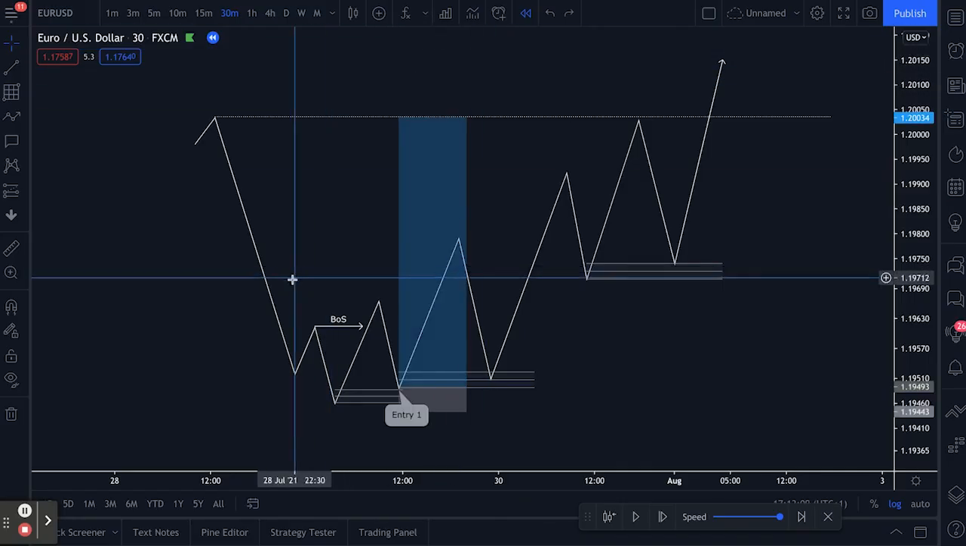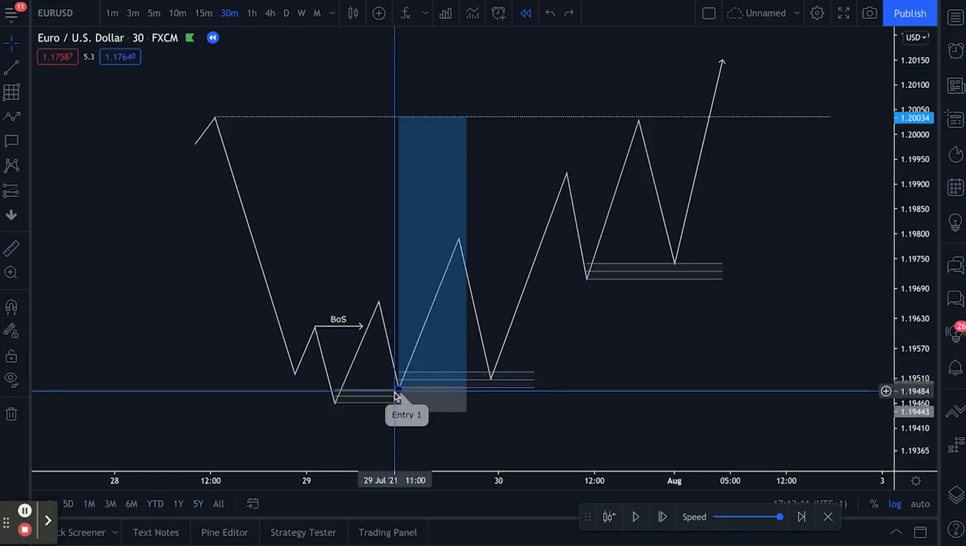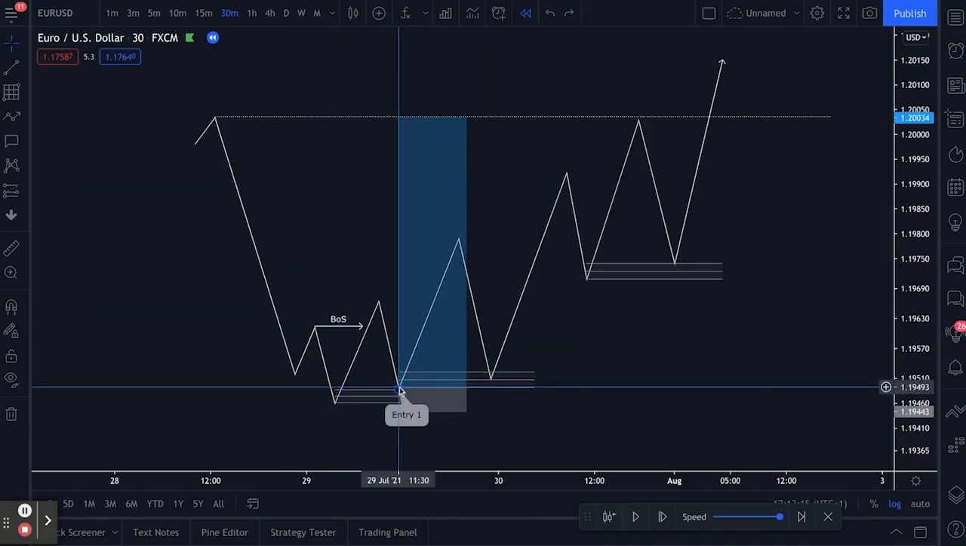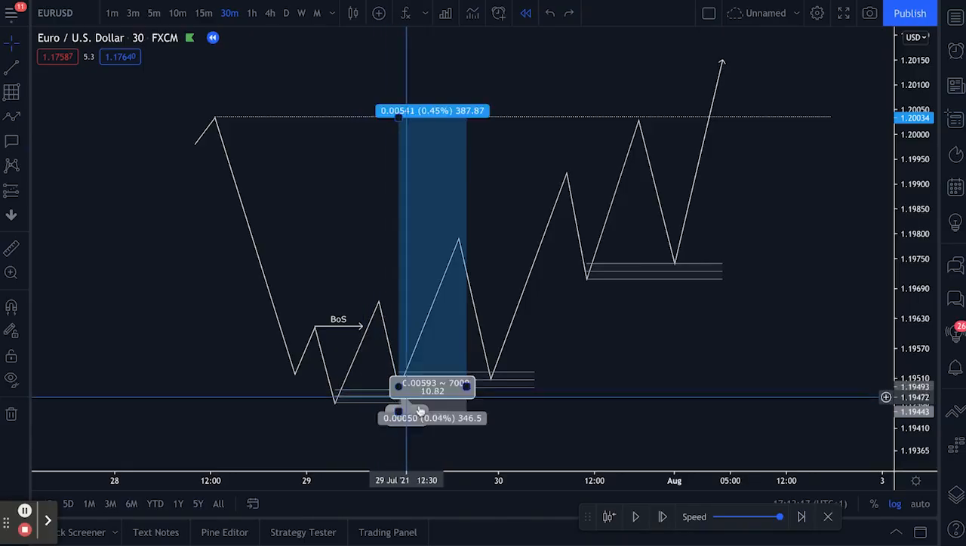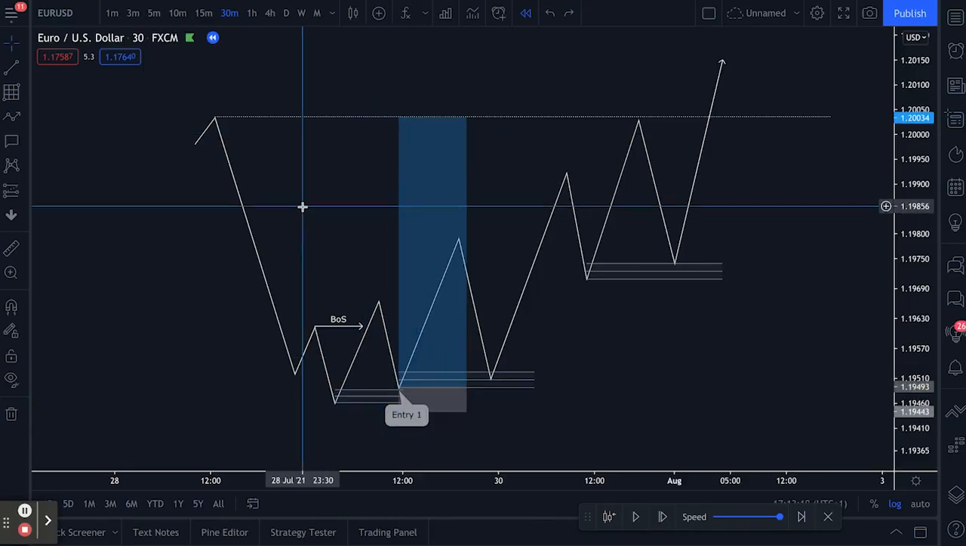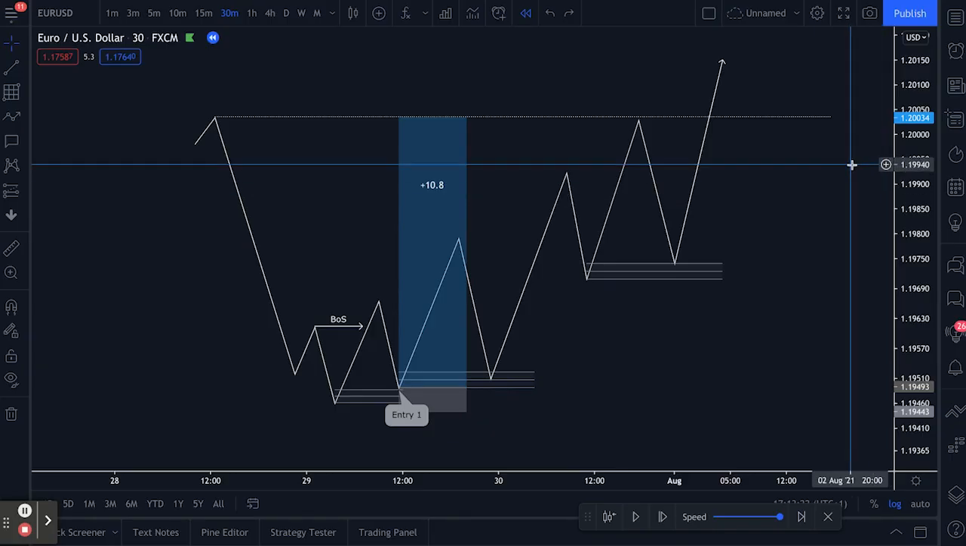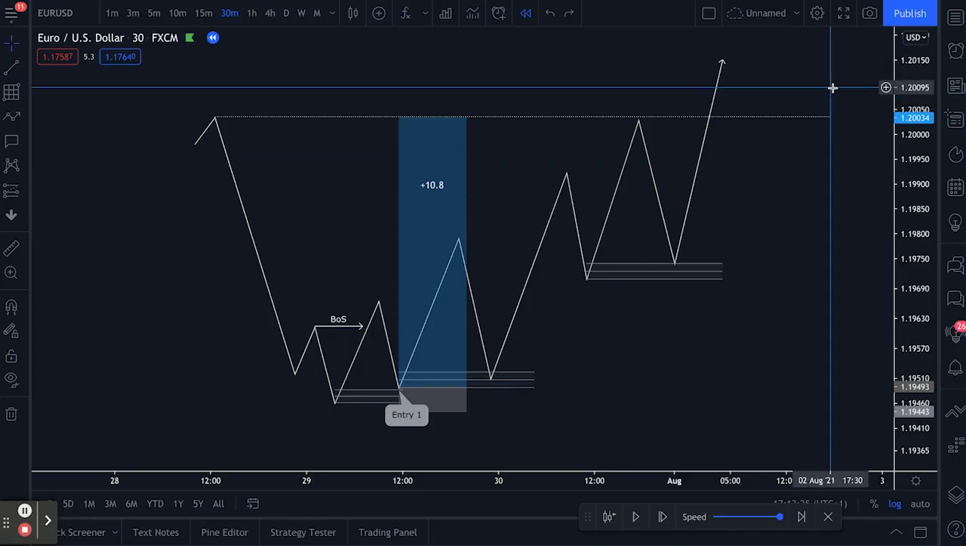So entry one would be taken really after the initial reversal. So once we see the bullish breaker structure, we could then look for a bounce from this demand zone to enter our first position. So the first position brings a potential 10.8 R on this position. Okay, so we have a potential 10.8 times our risk if the target is hit. So this is all good. 10.8 times your risk is already brilliant.